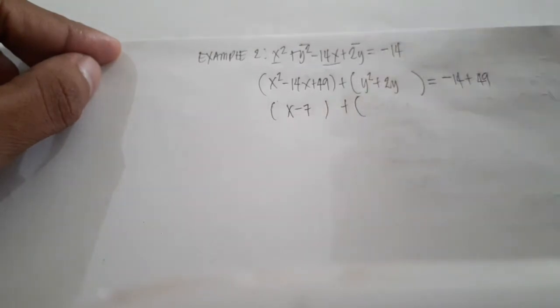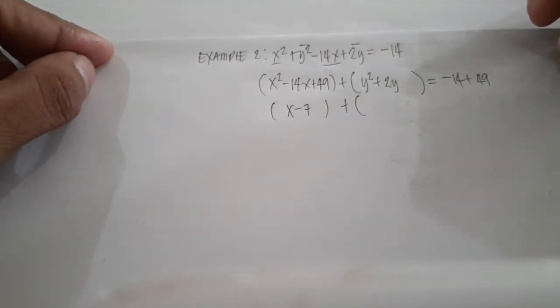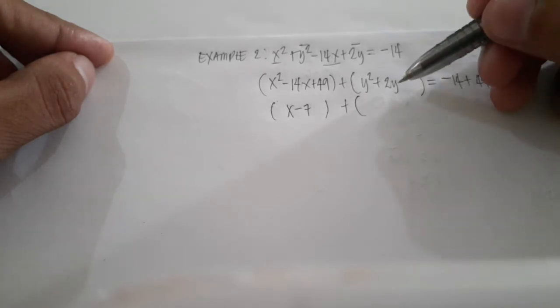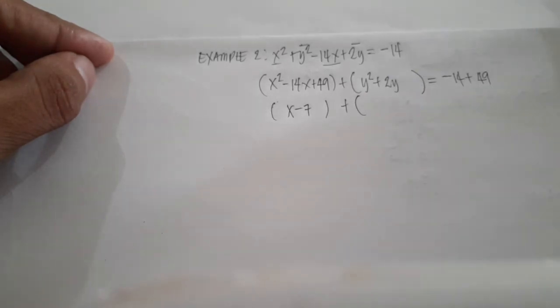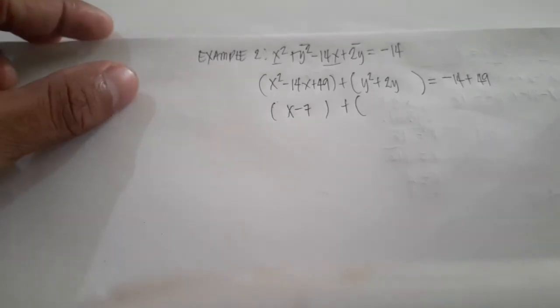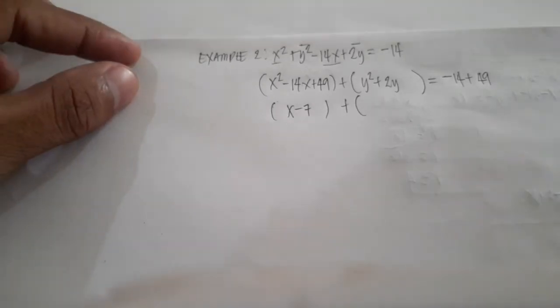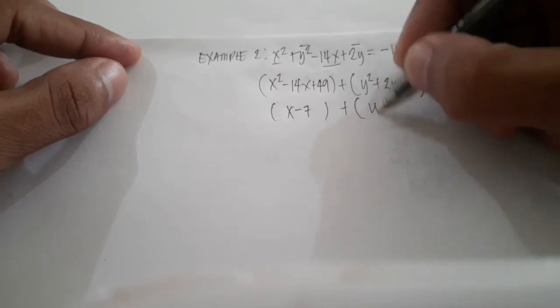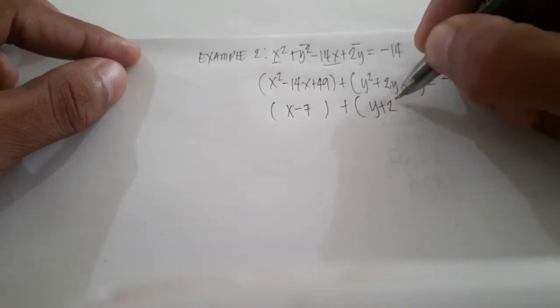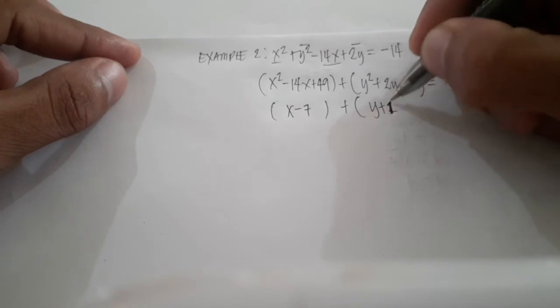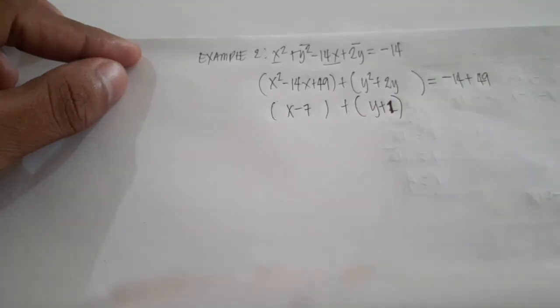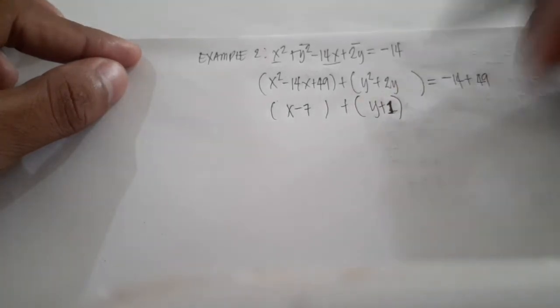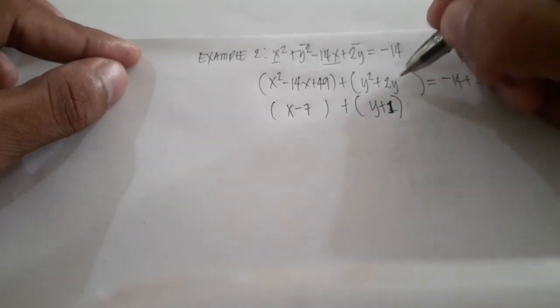Okay. So y squared plus 2y. What is the number that, when you add it to itself, will give you a sum of positive 2? So we will have it as 1. When you add 1 to itself, it will give you positive 2. So this is y plus 1. Okay, so the number is 1. And 1 multiplied by 1 is positive 1.